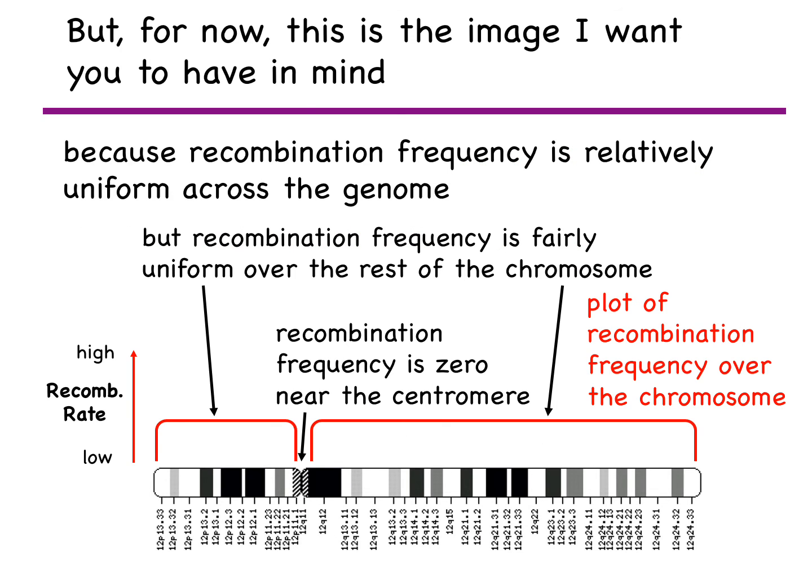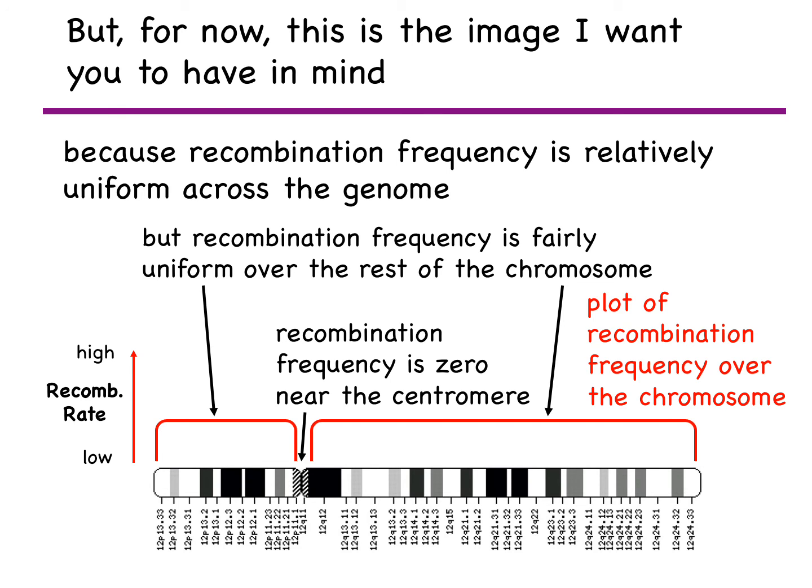But the important point that I want you to have in your mind for now is that recombination frequency is uniform basically over the entire chromosome, with the exception of the centromere. You don't see recombination taking place at the centromere at all. So that's the main picture I want you to have.